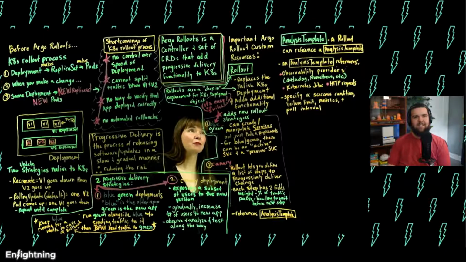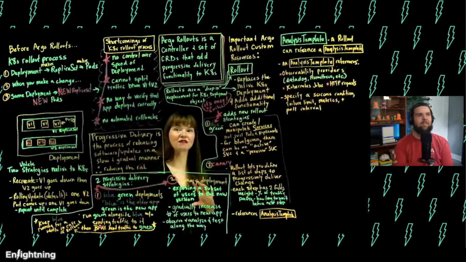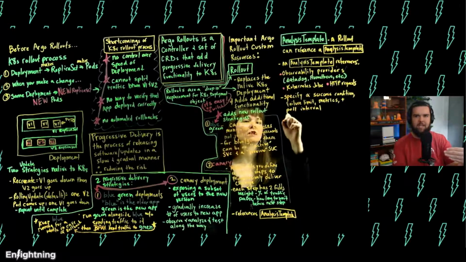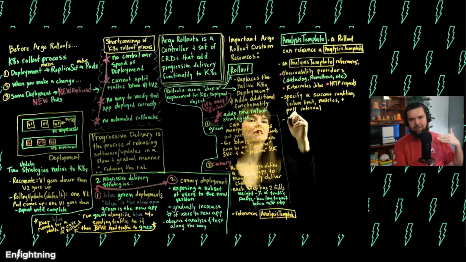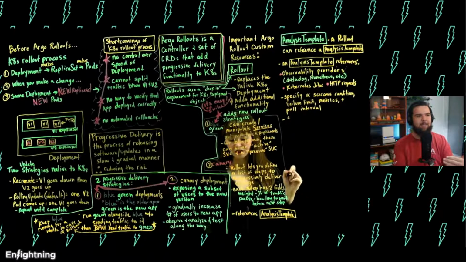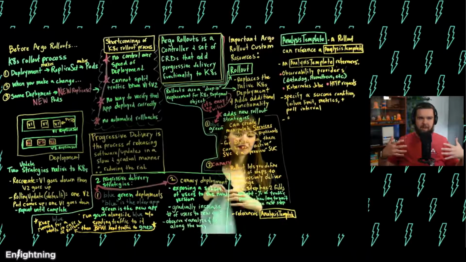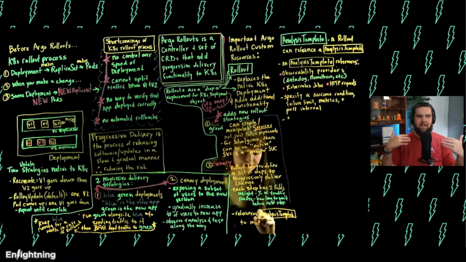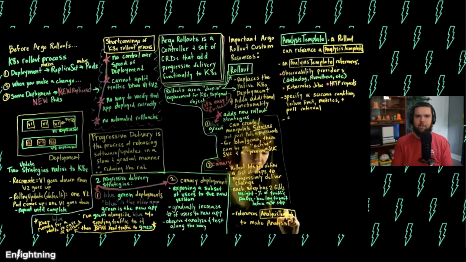So an analysis run eventually will be declared successful or failed. The analysis template generates an analysis run, or really the rollout generates an analysis run based on the analysis template. And then that analysis run completes and is either considered successful, failed, or inconclusive. And based on that result from the analysis run, it changes what the rollout is going to do.